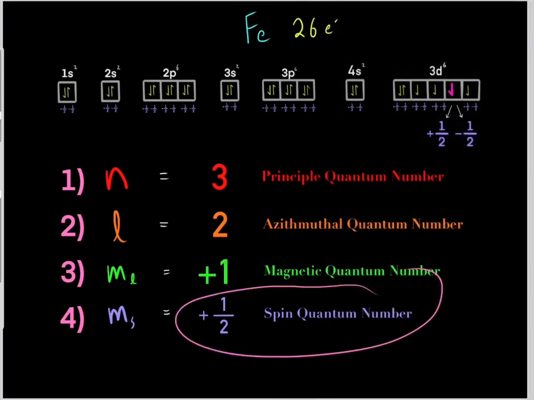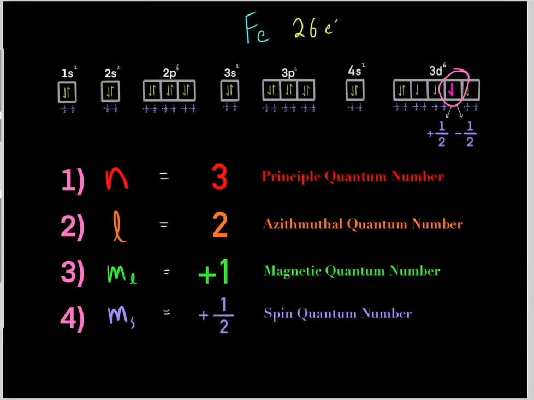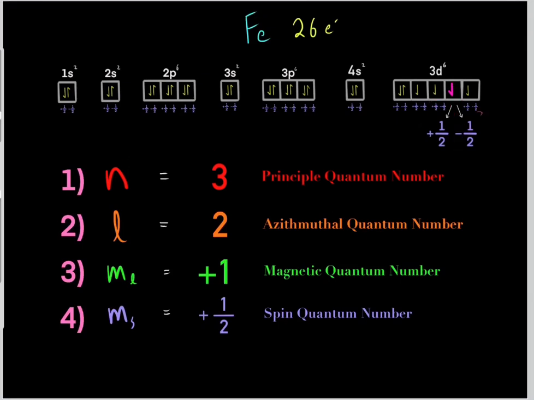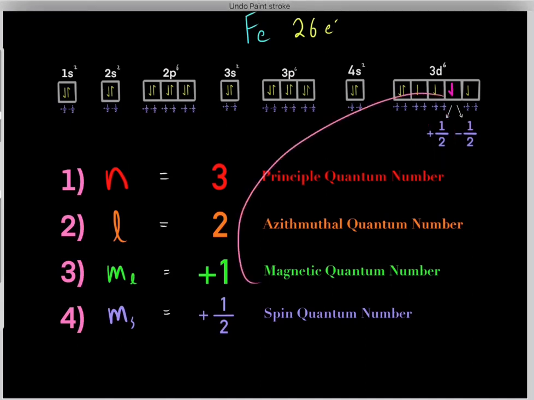And again, with spin quantum numbers, remember each orbital is capable of holding 2 electrons, where one electron will have a spin quantum number of +1/2, and the other electron will have a spin quantum number of -1/2. So we see this particular electron would be designated the +1/2 spin quantum number. So therefore, this electron has a spin quantum number of +1/2.